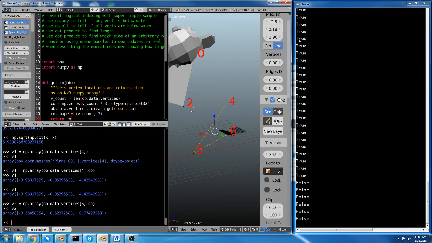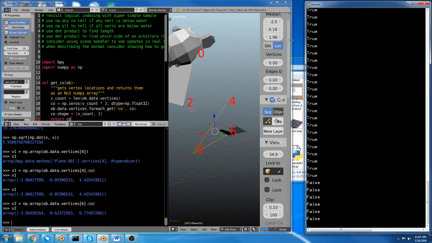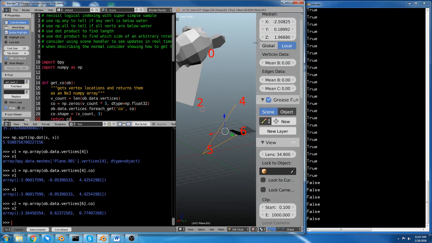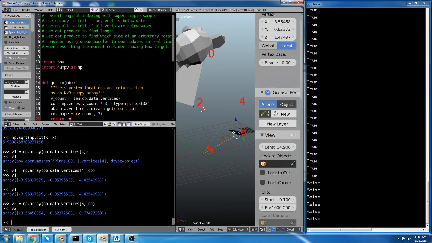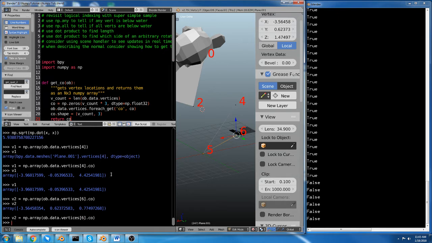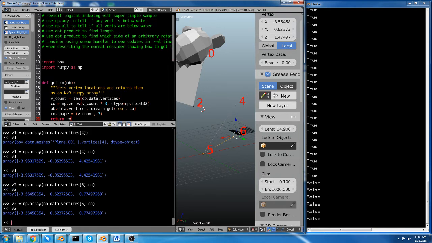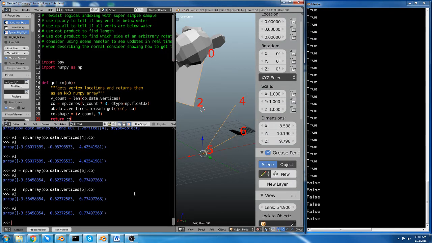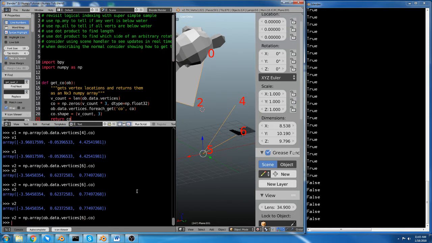Make that a little larger so you can see it. Make this a little smaller so you can't see it. Alright, yeah. So there's my x, y, z values. And I think I have to do this again since I moved it. v2. Yeah. So it should match v2 equals np. Oh. Now it should match.